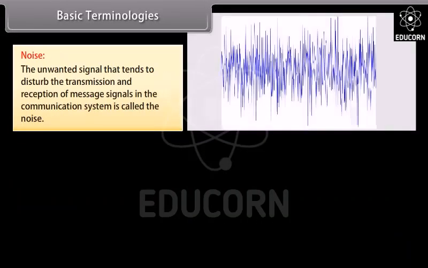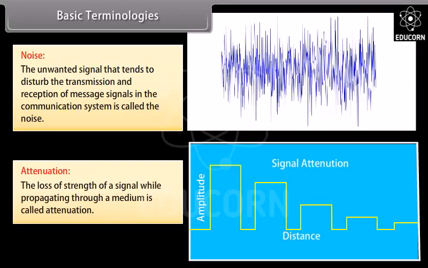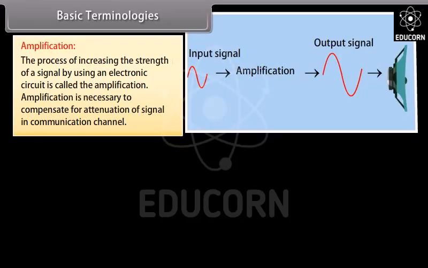Noise. The unwanted signal that tends to disturb the transmission and reception of message signals in the communication system is called the noise. Attenuation. The loss of strength of a signal while propagating through a medium is called attenuation. Amplification. The process of increasing the strength of a signal by using an electronic circuit is called amplification. Amplification is necessary to compensate for attenuation of signal in communication channel.